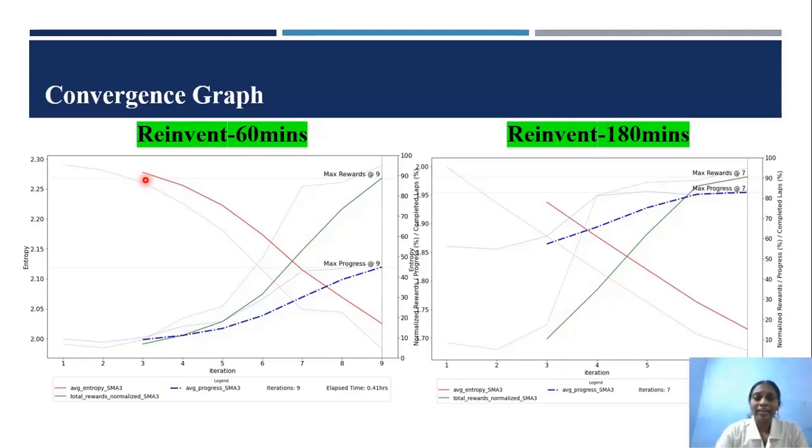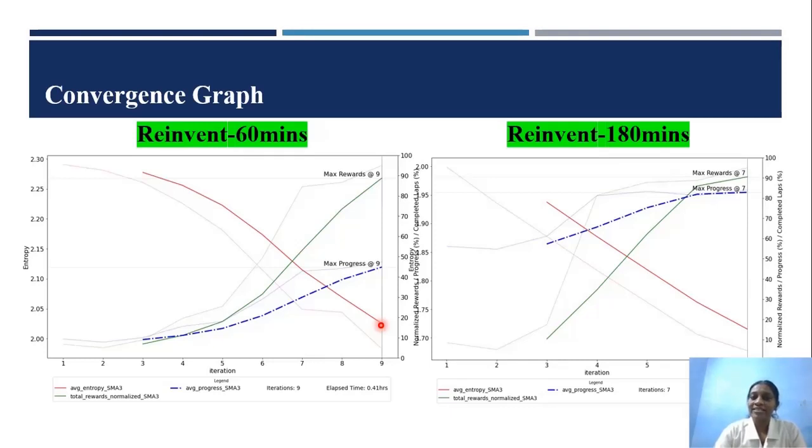Slowly, the random actions decrease with reference to the learning experience of this model, and the entropy starts decreasing and finally reaches a level of less than 2.05 after 60 minutes of training. So this model is progressing.